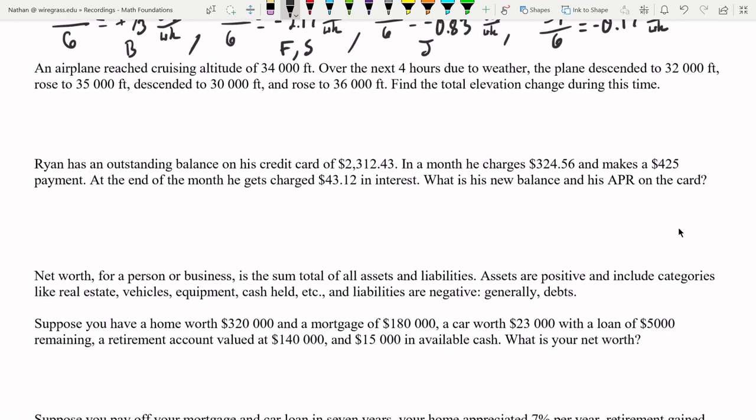All right, an airplane reached a cruising altitude of 34,000 feet. Over the next 4 hours due to weather, the plane descended to 32,000, then rose to 35, descended to 30, and rose finally to 36,000 feet. Find the total elevation change during this time. So all we really need to do here is figure out how much did the plane descend or ascend since the beginning. They started at 34,000 feet, and then they descended to 32,000 feet. That means they went down 2,000 feet.